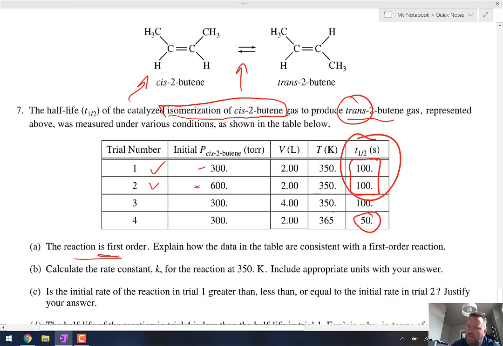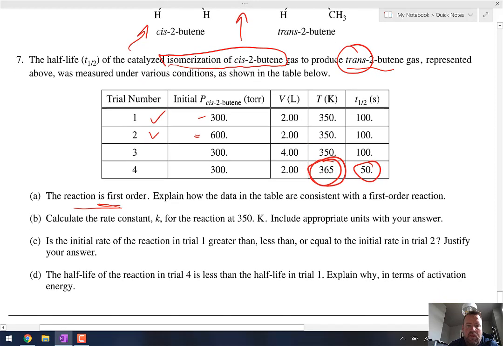Remember, the half-life changes when temperature changes. So when everything else stays the same, when the initial pressures are different, but everything else remains constant, then the half-life will remain constant. That is an indication of a first order reaction. So explain how the data is consistent.